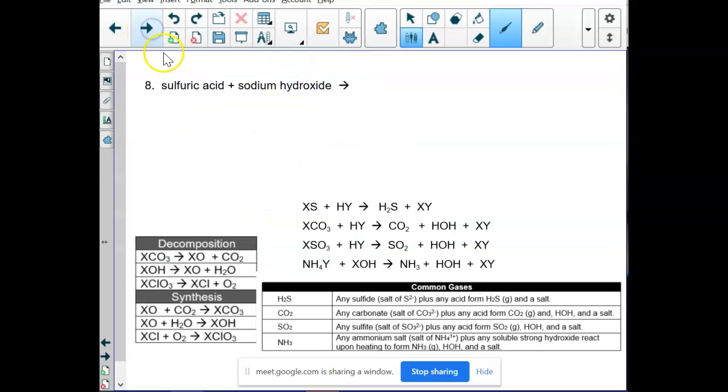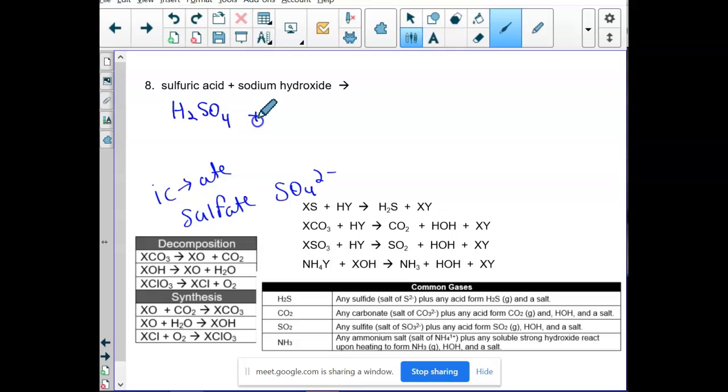Okay, questions, number 8 then. Sulfuric. Remember that an ic acid goes to ate. And if it's an ic acid, we have to see if it's a hydroic acid or it's just an ic. It's just an ic. So I'm going to do sulfate. Sulfate is SO4 2-. So then I know this is H2SO4. I know sodium is a +1, hydroxide is a -1. I get that from my ion sheet. So NaOH.